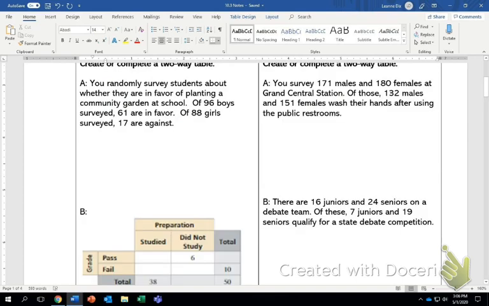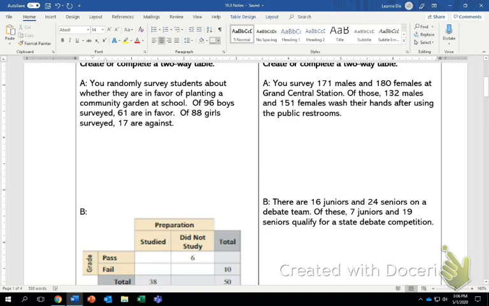So example 1 says to complete or create a two-way table. And 1.1a on the left-hand side says you randomly survey students about whether they are in favor of planting a community garden at school. Of the 96 boys surveyed, 61 are in favor. Of 88 girls surveyed, 17 are against. Okay, so we're going to create our two-way table.